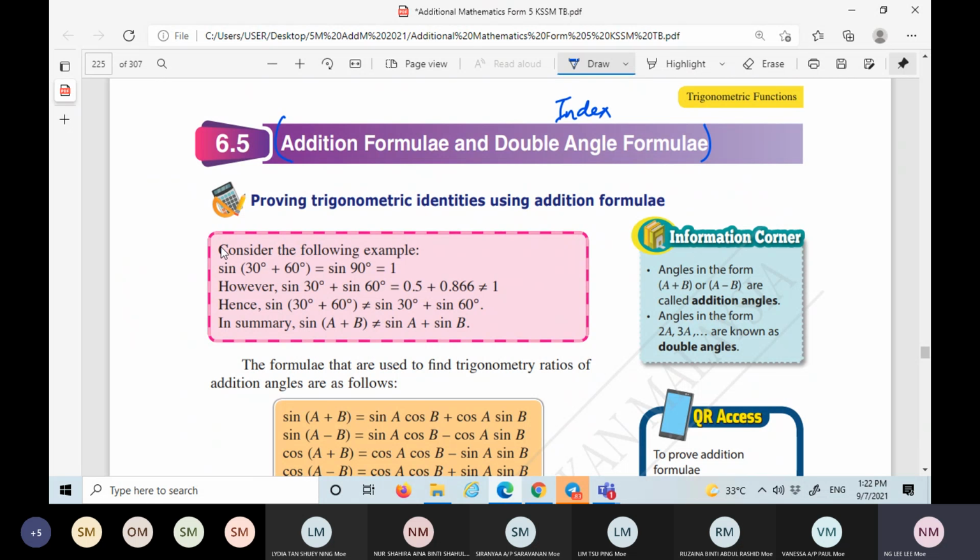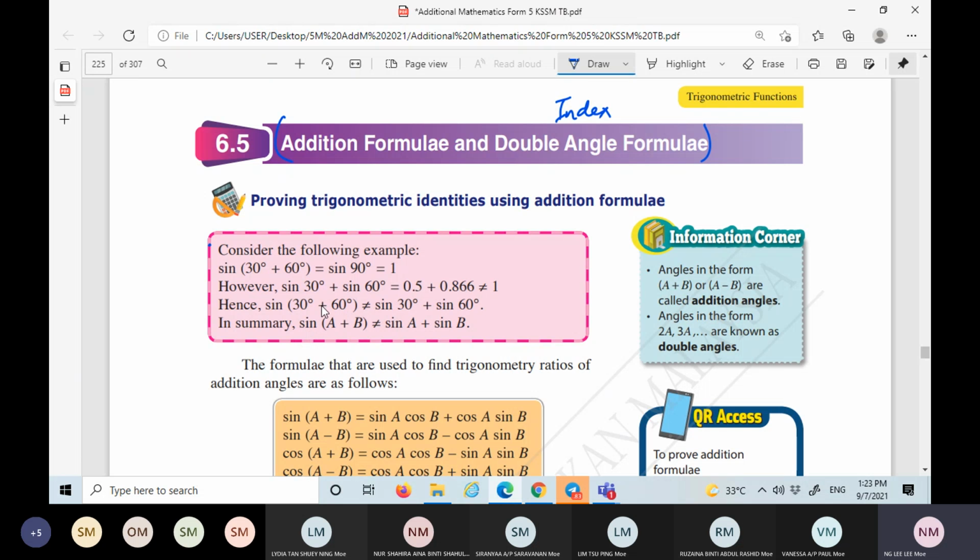Look at this example. If you have sine of 30 plus 60, 30 plus 60 is 90. So sine 90, you press the calculator, you get 1. But if we separate, sine 30 plus sine 60, we separate and press the calculator. Sine 30 is 0.5, sine 60 is 0.866. 0.5 plus 0.866 is not 1. This means sine (30 plus 60) is not equal to sine 30 plus sine 60.